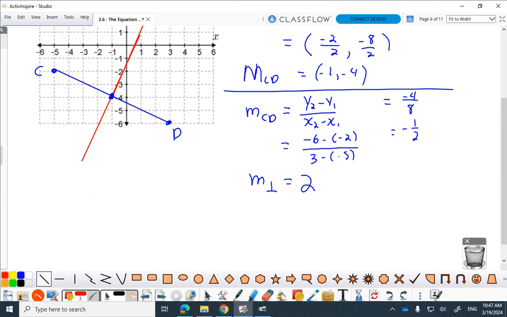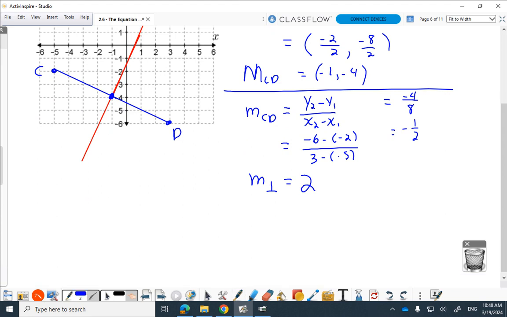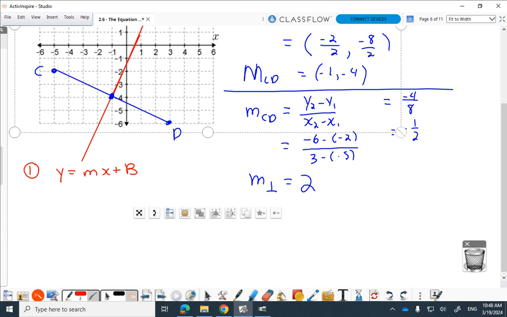Back to this, friends. See, this is why I was teaching like this. Back to this, step 1 in finding the equation of a line: write down the equation of the line, y equals mx plus b. Fill in anything that you now know. Not that was given, that you now know. From what we did, what do you now know? Slope, y equals 2x plus b.